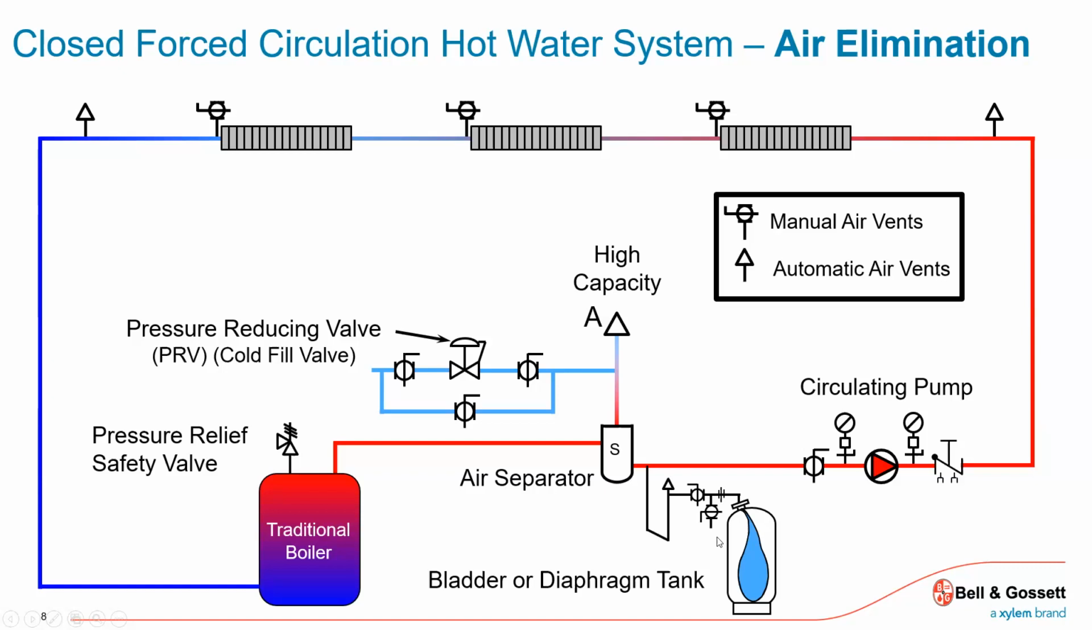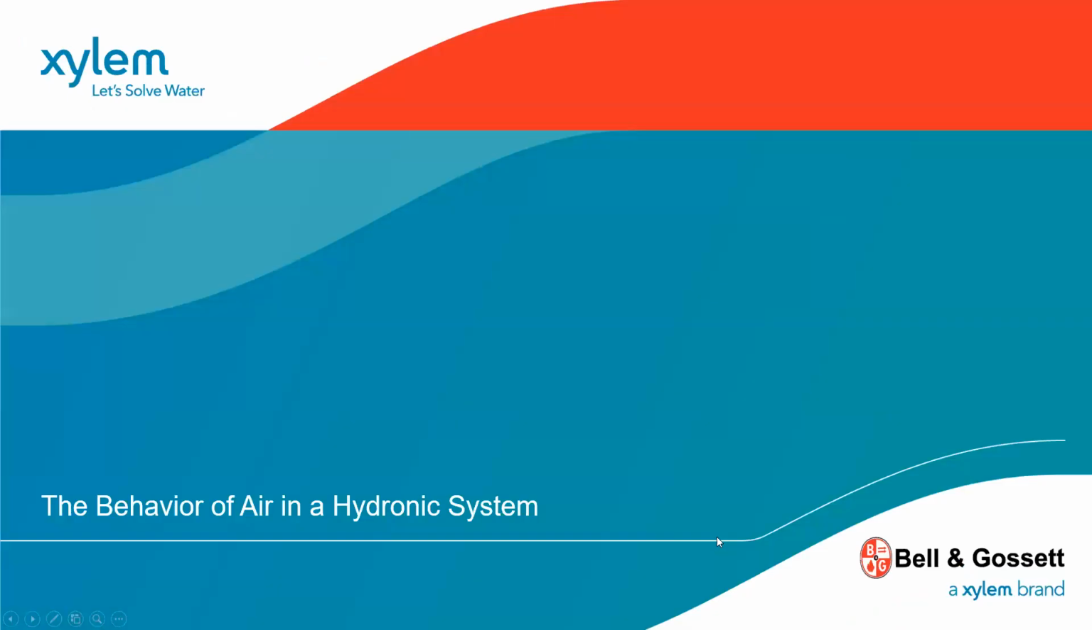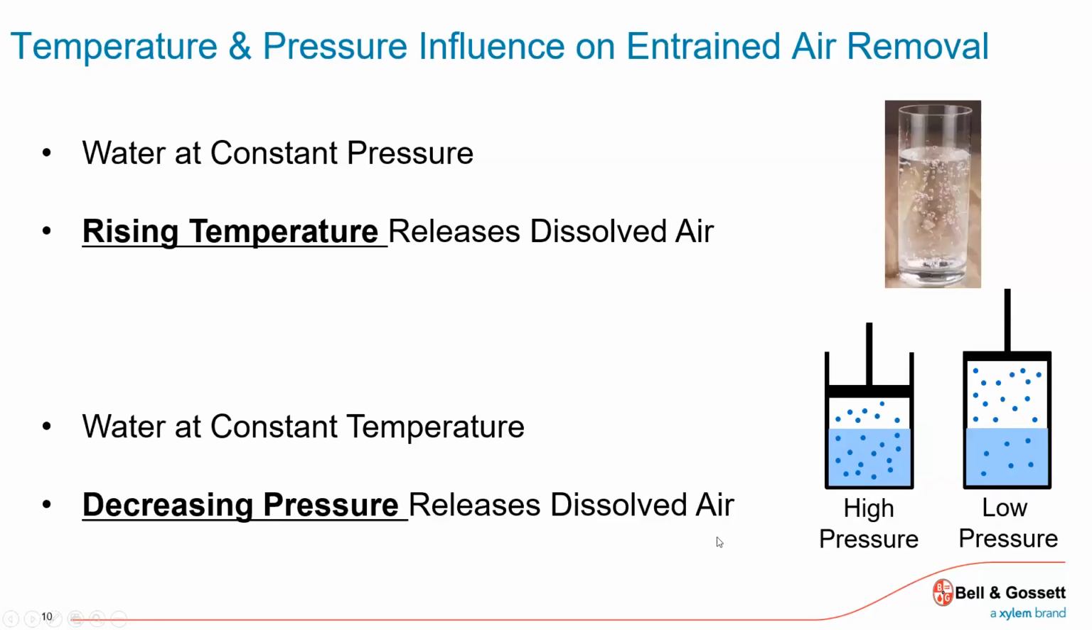So, behavior of air in a hydronic system. So a couple of different things. Temperature and pressure influence on air that's entrained in the water. So one example is, listen, if the water is at a constant pressure, as you increase the temperature of that same water, it will release any dissolved air.